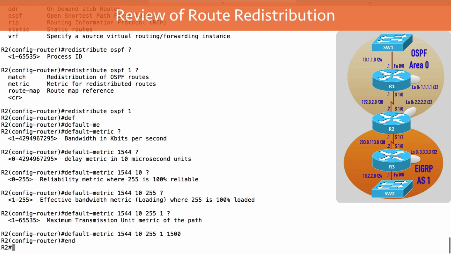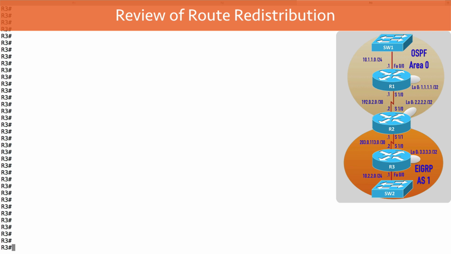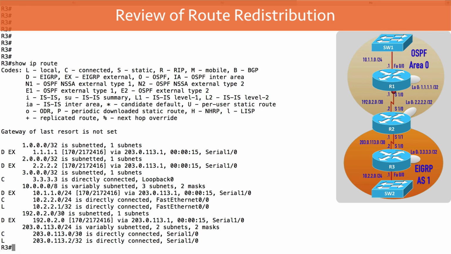Once I've done that, I should now be redistributing OSPF known routes into EIGRP. Let's see if that's true. Let's go to router R3, which is entirely in the EIGRP autonomous system, and let's see if we've learned anything. Let's do a show IP route. Great news. I've learned about the loopback IP address on R1, the loopback IP address on R2. I've learned about the network connected off of Fast Ethernet 0/0 on R1, and I've learned about the network interconnecting R1 and R2. That's great news.